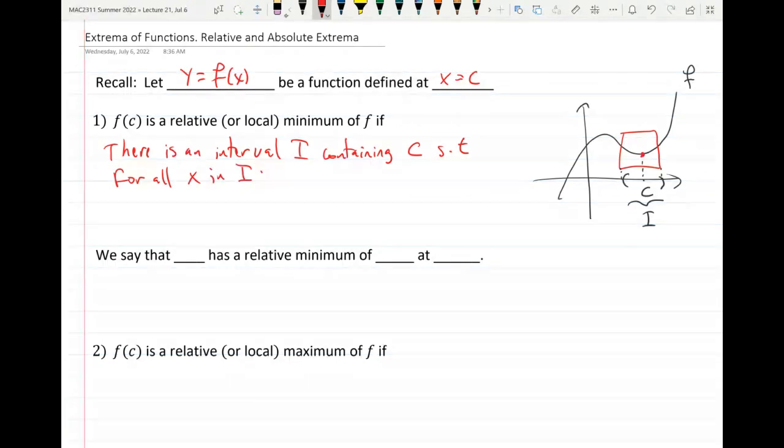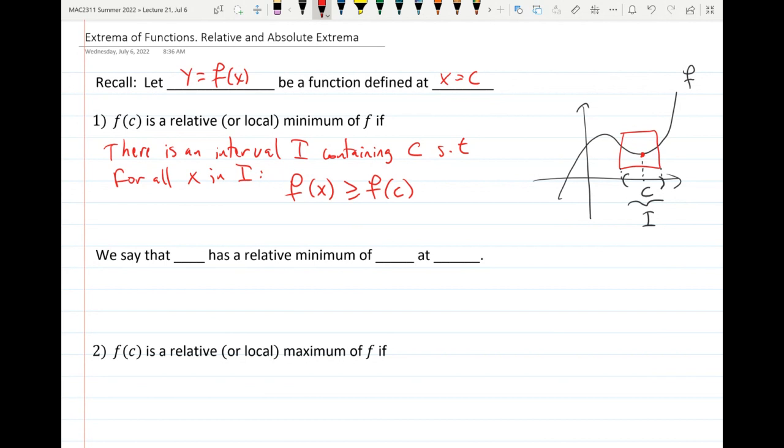for all x in I, we have the inequality that f of x is greater than or equal to f of c. So to be a relative or local minimum means that on an interval around this point, any value that you pick inside that interval, the output of the function is always greater than or equal to this particular value. Does it make sense? This is where we're saying that this guy is the smallest value inside this interval. Do you understand this?